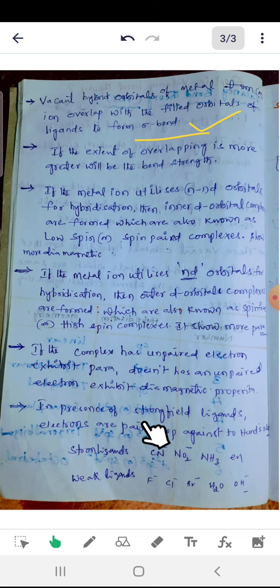In the presence of strong field ligands, the electrons are paired off against Hund's rule. Strong ligands are cyanide, nitrogen, ammonia, ethylene, diene. Weak ligands are fluorine, chlorine, bromine, water molecule and hydroxide. Remember, these are a few important points in valence bond theory. Simply: overlapping more, strength more; inner orbital utilized, outer orbital utilized; inner orbital diamagnetic, outer orbital paramagnetic; strong field ligand, weak field ligand.